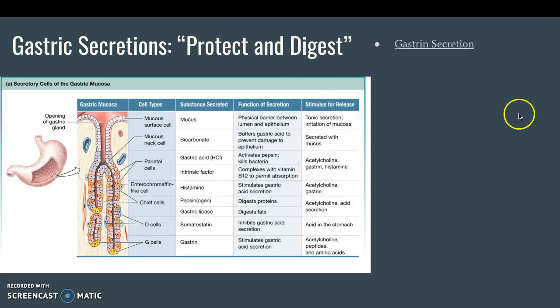So jumping right in, first thing I'm going to talk about is gastrin secretion, which is secreted by G cells into the blood, and this promotes the release of gastric acid or stomach acid that breaks down food. And then these are mediated by neural reflexes as well, like we've been discussing thus far. And you can see that in the table over here.